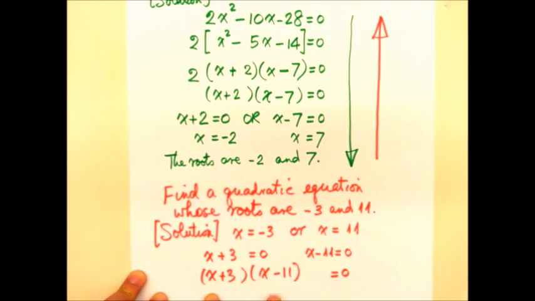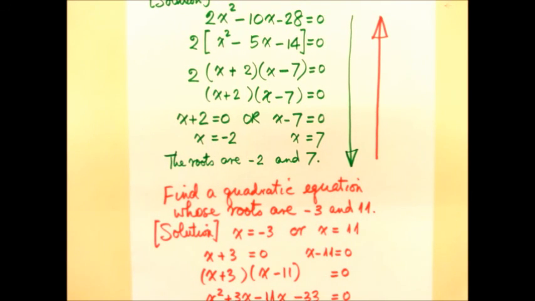How to expand it? X times x is x squared. 3 times minus 11 is minus 33. And 3x. X times minus 11 is minus 11x, equal to 0. They are like terms, combine together. Yes, this is one of the equations.